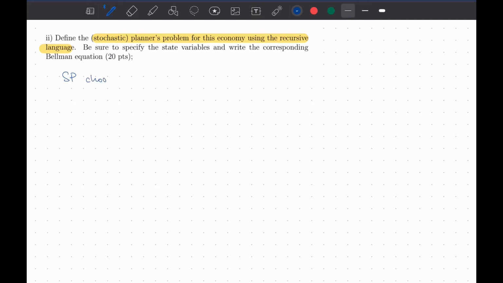chooses functions such as the value function, which depends on the level of capital and the shocks, consumption, gamma, investment, K, Z, gamma, labor, K, Z, gamma, and the optimal choice of capital, which depends on the previous stock of capital and the shocks, right?